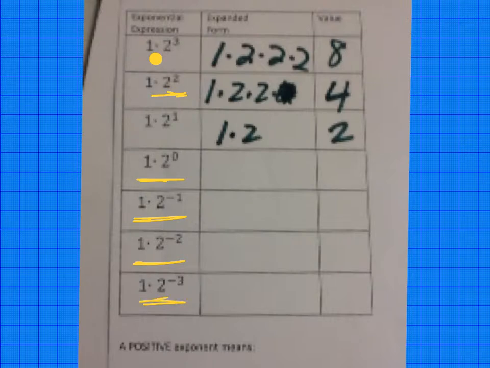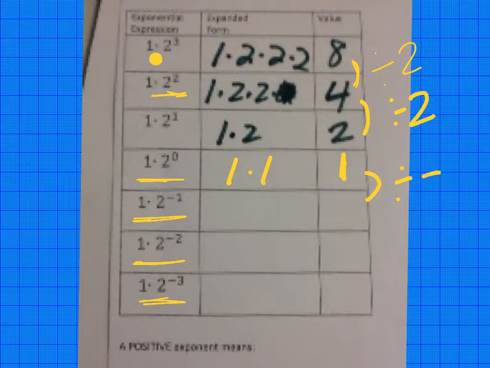One of the ways I'd like you to think about that is to look at this table and recognize that going from 2 to the third down to 2 to the second is the same as dividing by 2. And if we're looking at that pattern continuing, dividing by 2, then 1 times 2 to the 0 would have to just be 1 times 1, which is a value of 1.